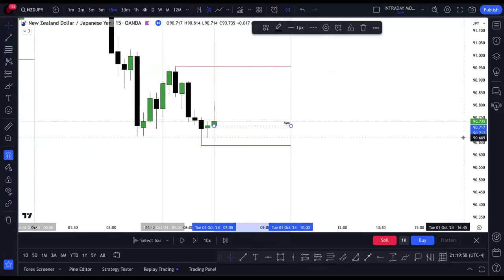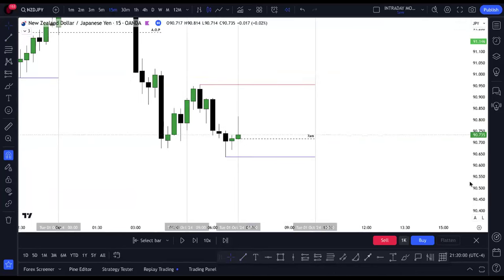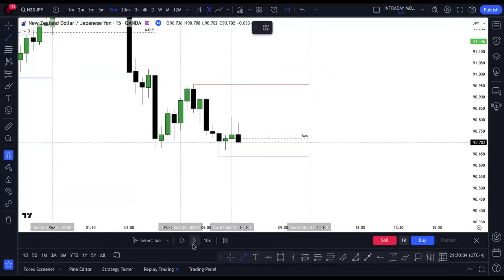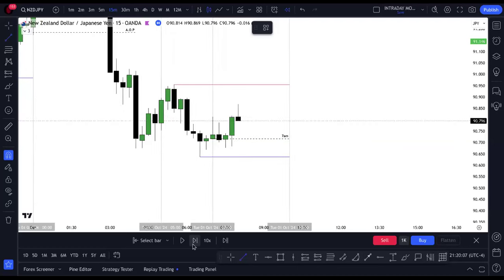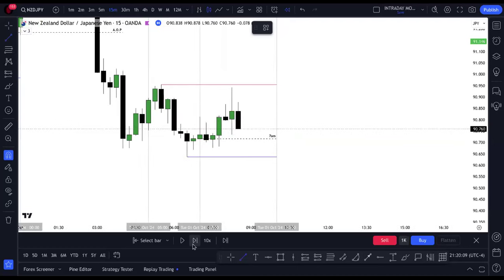If it ever sounds like it went mute, it's because I went mute for a reason. Let's play it forward and see what happens. Buy side is ran here.